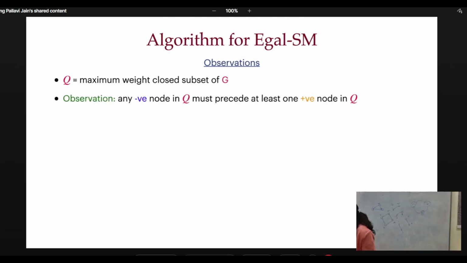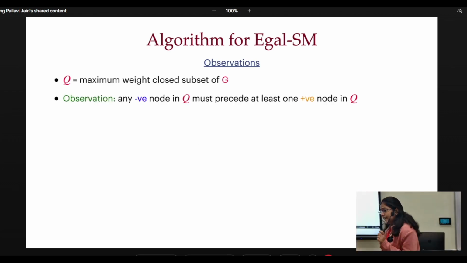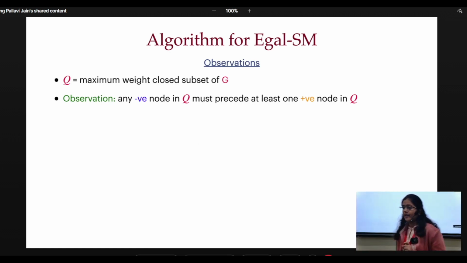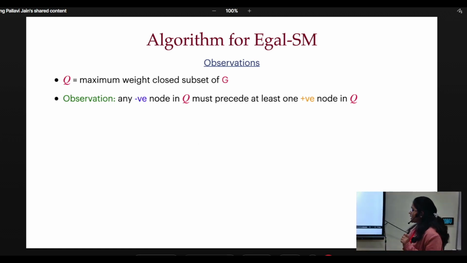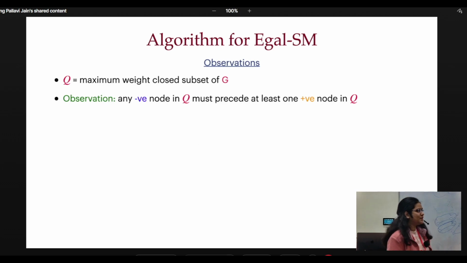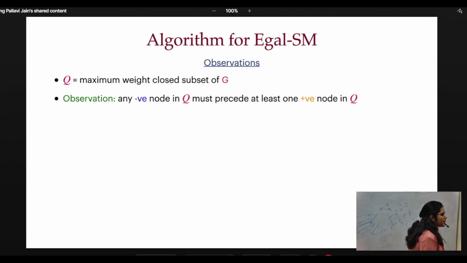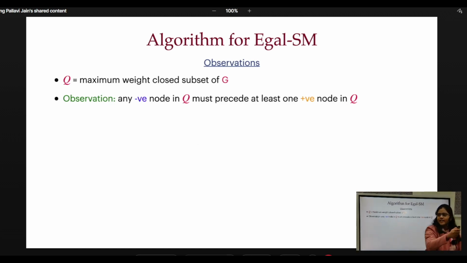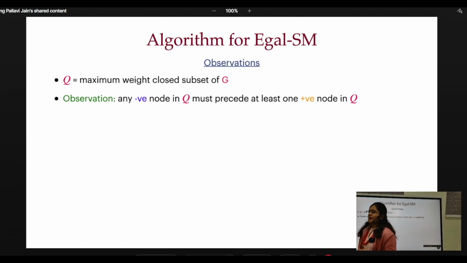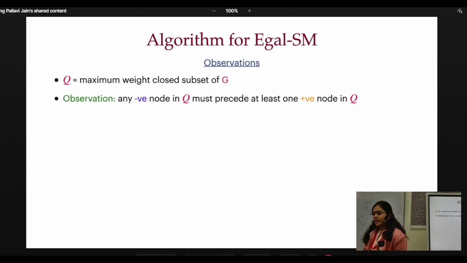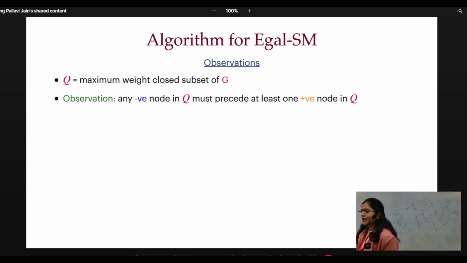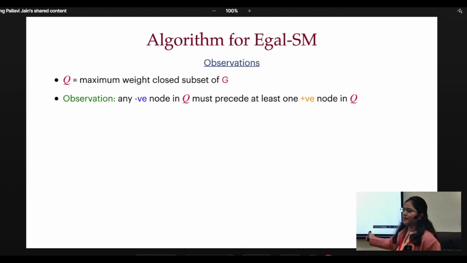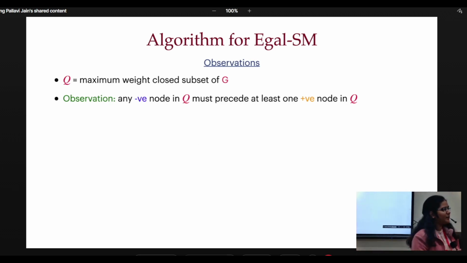The first observation is, if there is any negative node in Q, it is there because it precedes at least one positive node. Otherwise, why would you do this rotation? As these people were saying earlier, why are you doing this negative rotation? The only reason is that in future you are going to do a positive rotation, which you cannot do without this negative rotation. Is that okay with everybody?